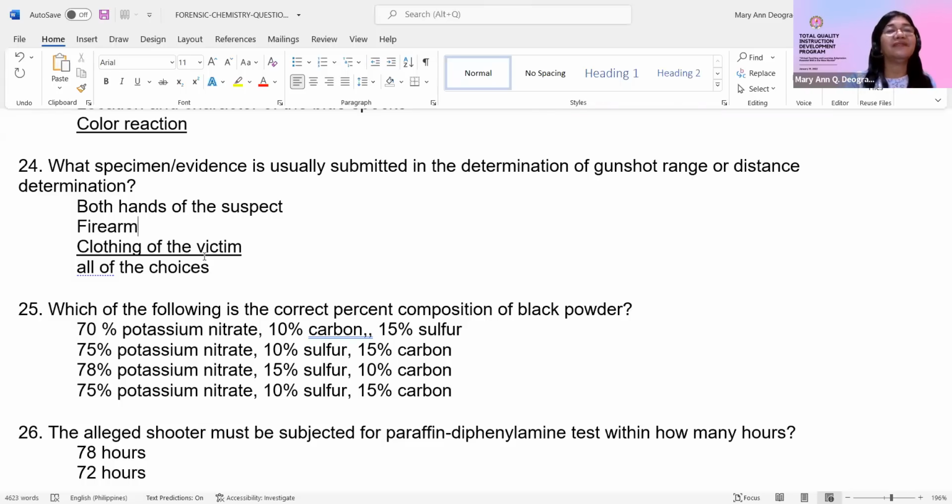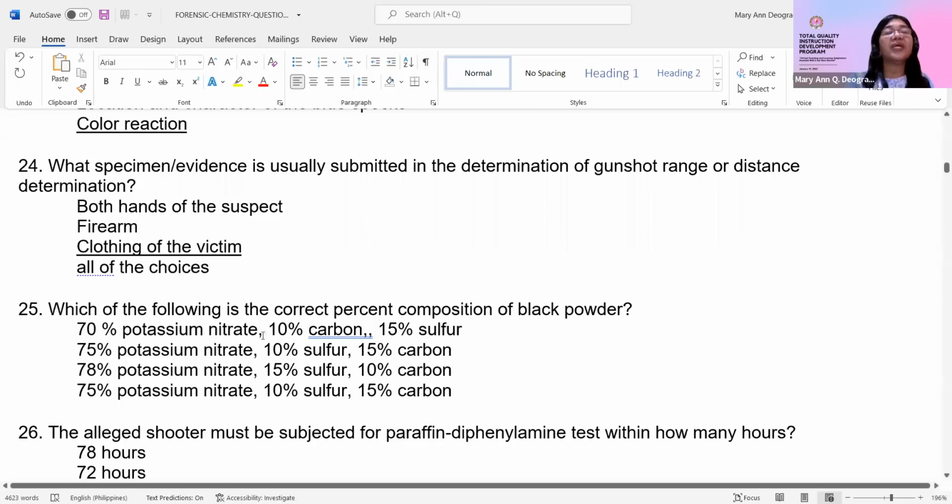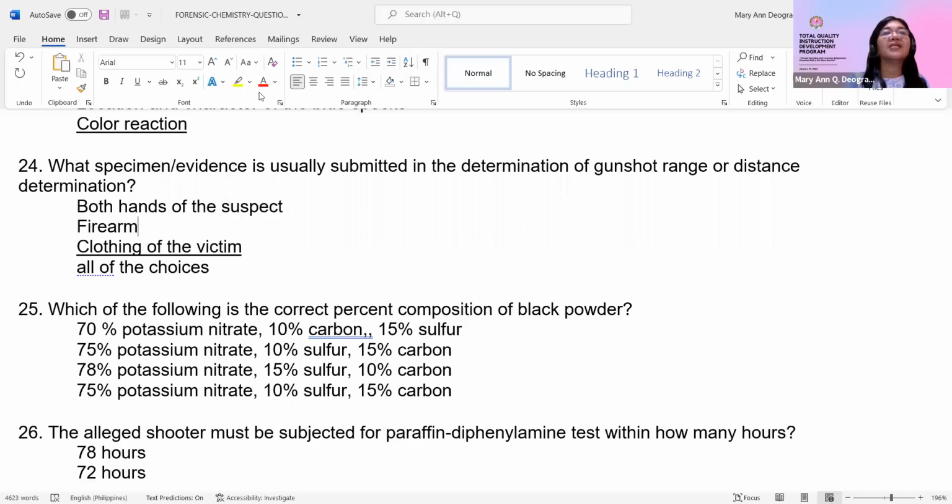Number 25. Yan. Which of the following is the correct percent composition of black powder? Alin dyan ang sagot? 75%. Letter A, letter B, letter C, letter D. Anong sagot? It's letter B. Okay, letter B as in boy.